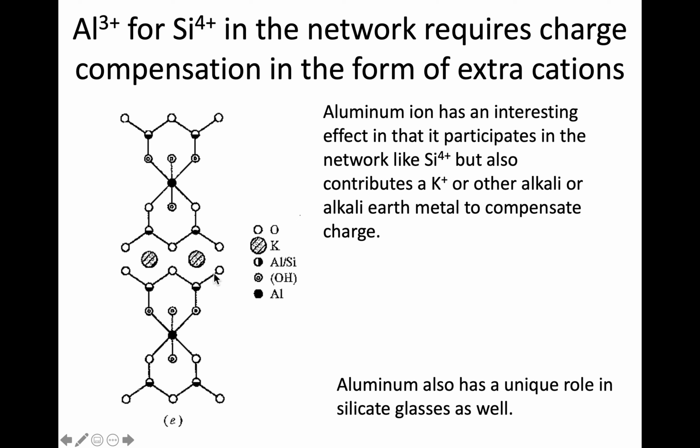So anytime aluminum forms into the network, it also has to have something else to balance the charge, and that means it has one of these free ions that's not part of the network. And so that creates an additional alkali earth metal along with aluminum. So aluminum has kind of this interesting role in glass because of these factors. So the aluminum in the network is here, but it also has to compensate with the additional potassium.